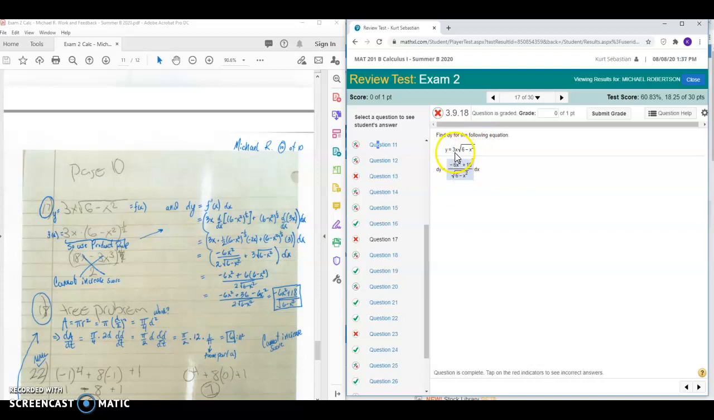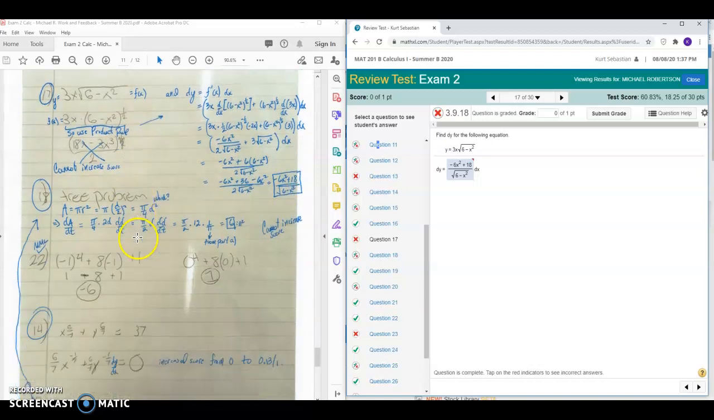Well, that's a function times a function, so we have to use the product rule, right? The product rule says first times the derivative of the second plus the second times the derivative of the first. To do the derivative of the second one, I need a chain rule. 1/2 times the inside, 6 minus x squared, to the minus 1/2, times the derivative of that inside, which is minus 2x. And then the derivative of 3x is just 3. And then I just have to simplify this, and there's my derivative.